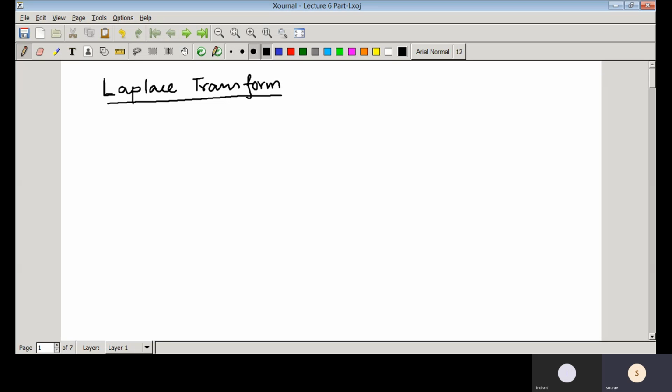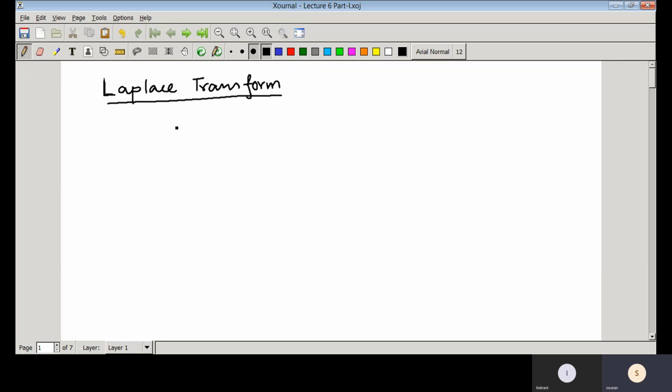So this is lecture 6, and in the last lecture we discussed the Laplace transform and the different advantages of using it. Today I will show you some important signals that we use in control systems, and I hope you are all aware of those signals because you have studied them in your signals and networks class.